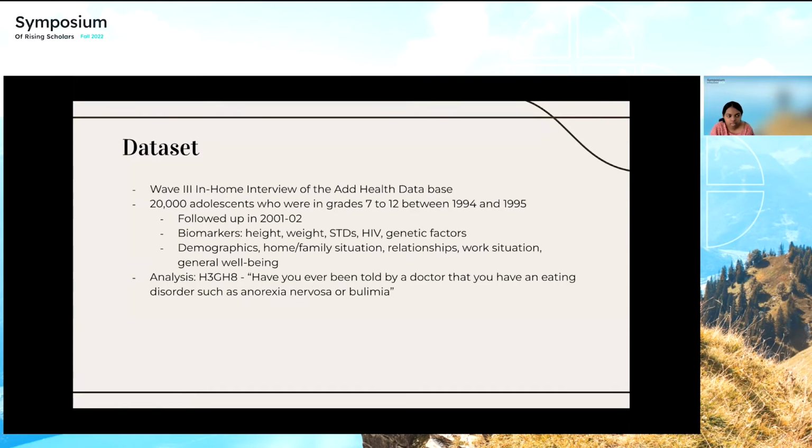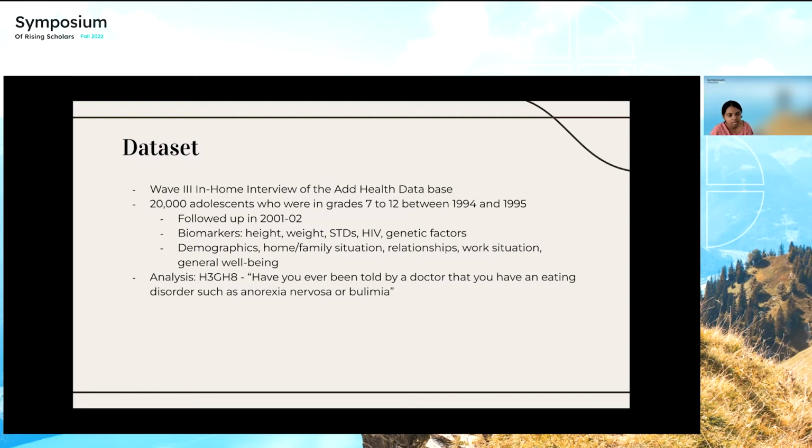My dataset was the Wave 3 in-home interview of the AdHealth database, and the AdHealth database basically shows 20,000 adolescents who were in grades 7 to 12 between 1994 and 1995, and Wave 3 was the follow-up in the years 2001 and 2002. So the biomarkers that were focused on in the Wave 3 interview were the height, weight, whether or not they had STDs, whether or not they had HIV, and other genetic factors of these adolescents, or of these then adolescents.